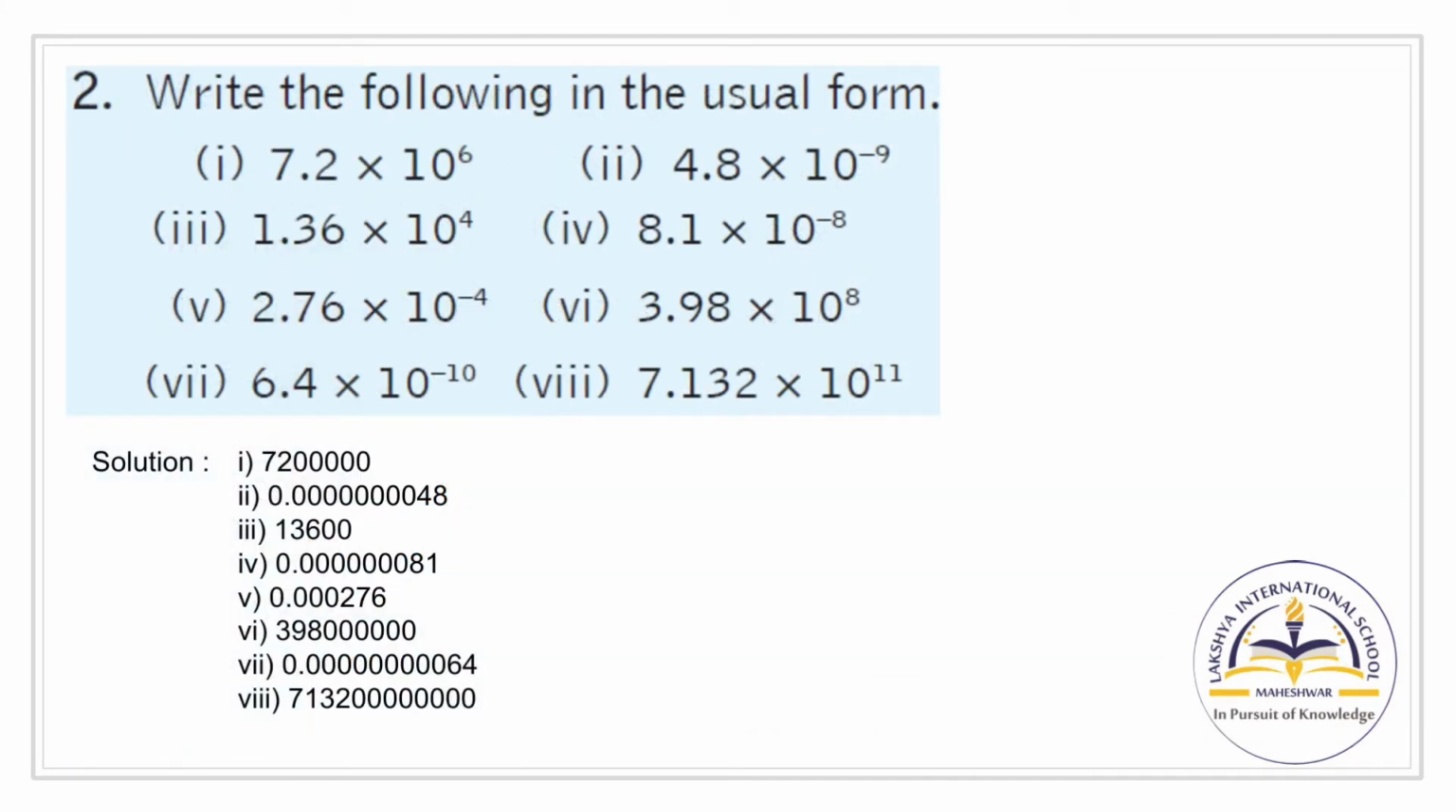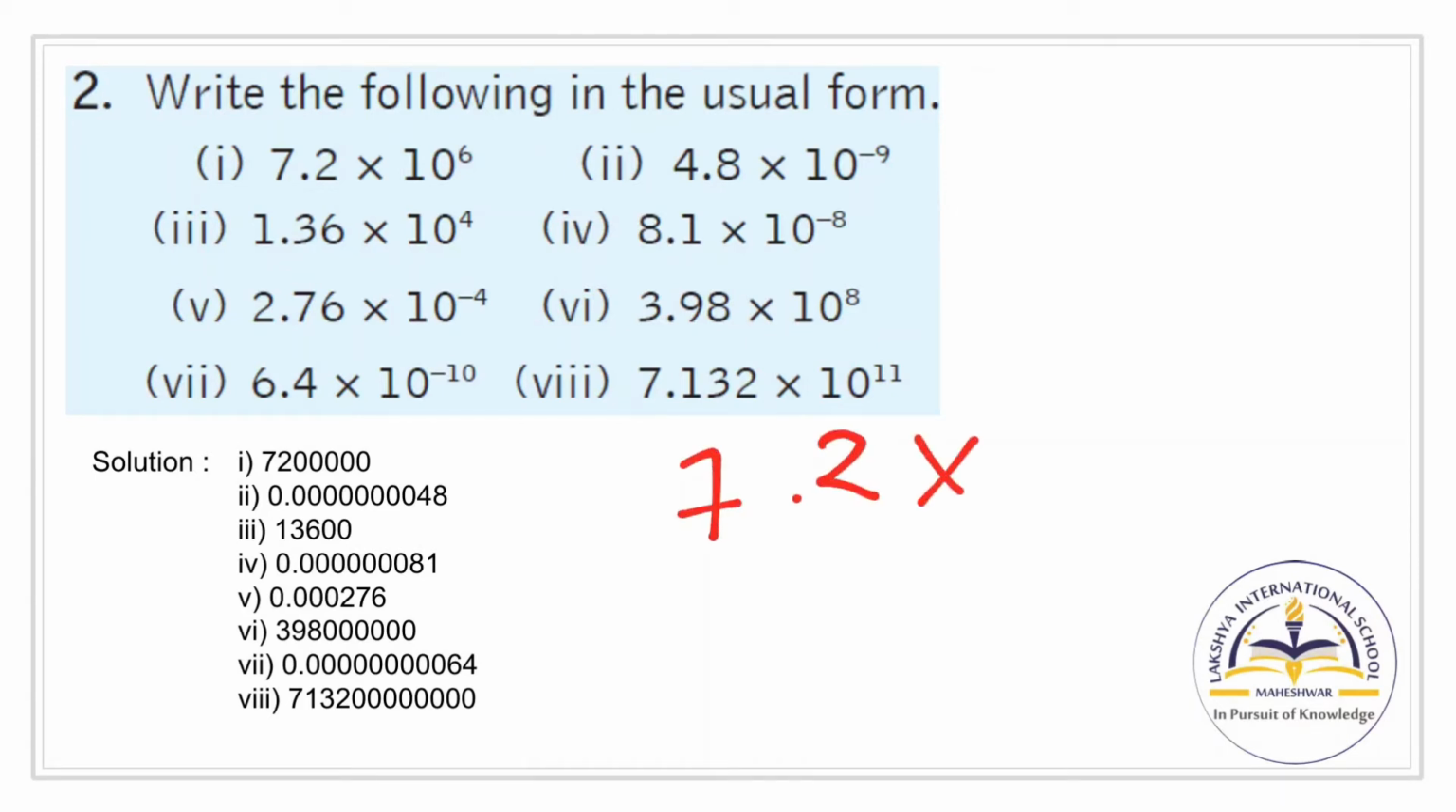Now question number 2, write the following in the usual form. Now you have to write them in usual form. Previously we learned how to write in standard form; now we will write in usual form. So 7.2 into 10 to the power 6. How can we write this?